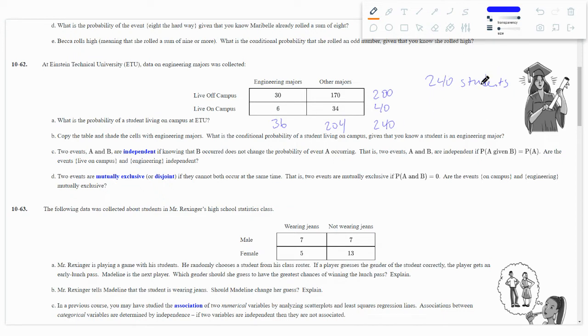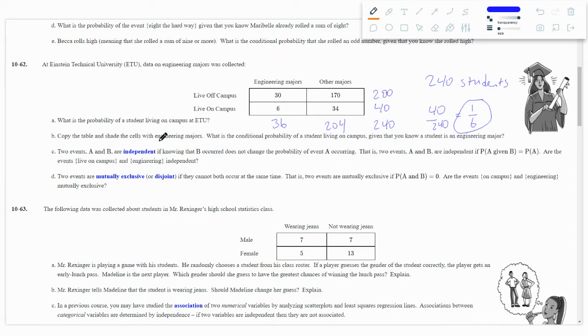So of the 240, how many live on campus? Well, if we take a look at this number here, this row represents how many total people live on campus, whether they're engineering or non-engineering. So I'm going to write the probability 40 over 240, which again, please reduce if you can. 40 goes into 240 6 times. So probability for part A is 1 over 6. Okay.